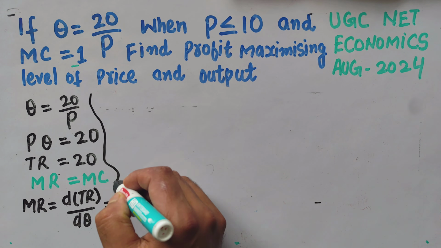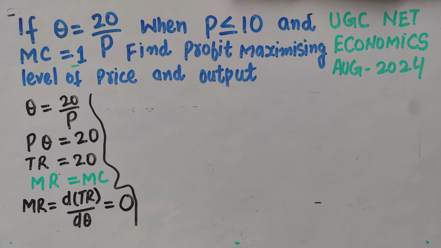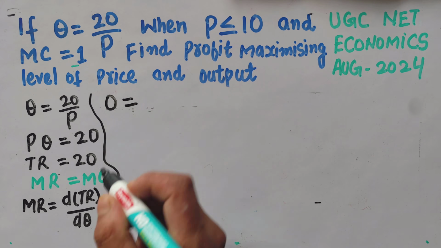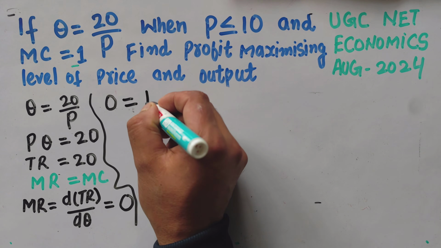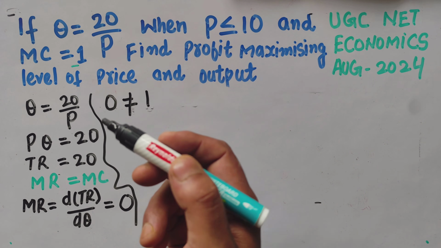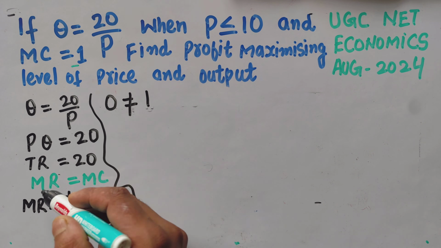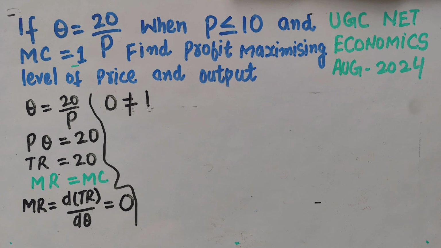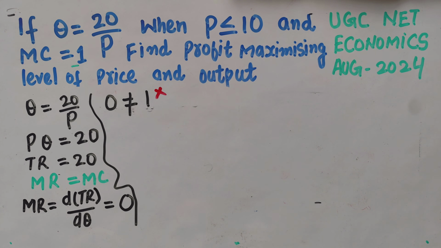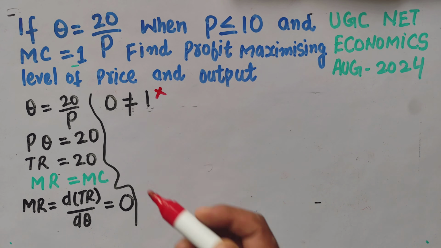Now using the profit maximizing condition that marginal revenue is equal to marginal cost, that implies our 0 should be equal to marginal cost, which is given as 1, but that is not possible here. That means this method of equating marginal revenue with marginal cost is not feasible here. It will not give us the profit maximizing price and output. Now let us find out what we actually need to do here.